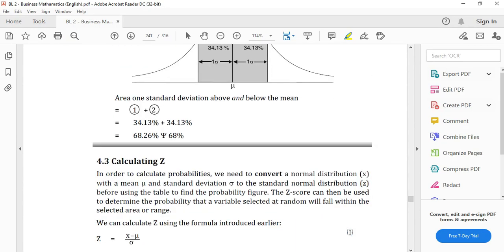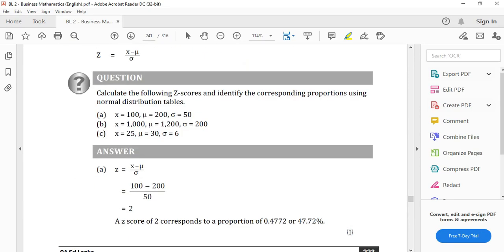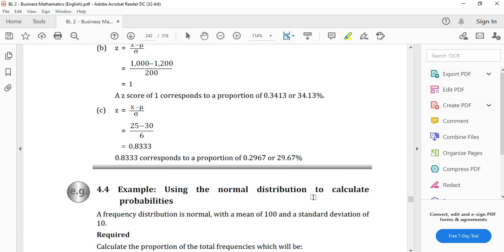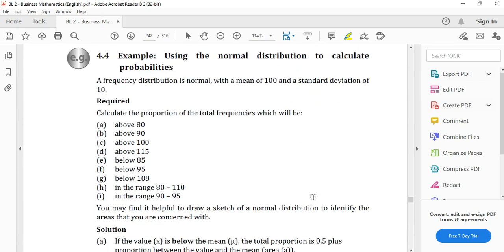So these are other examples. Now, this is also an exercise. They have given you all to calculate Z using the formula. So you could just try it on yourself. Those are easy. Okay, let's look at this, very interesting.